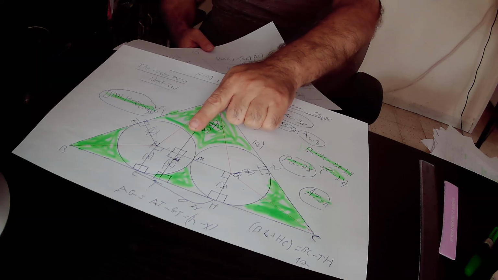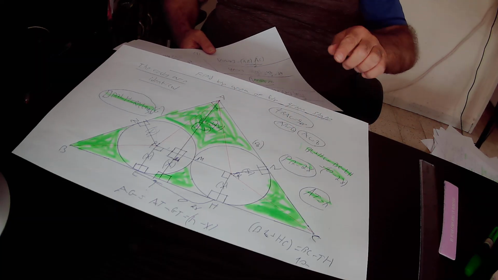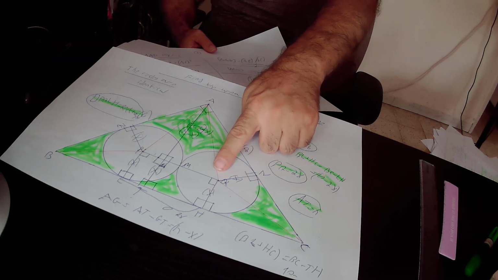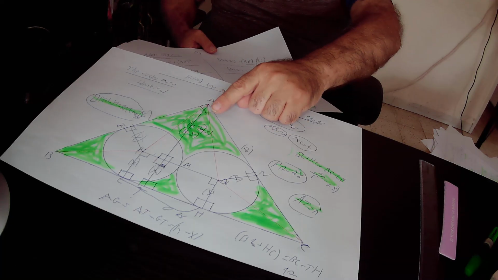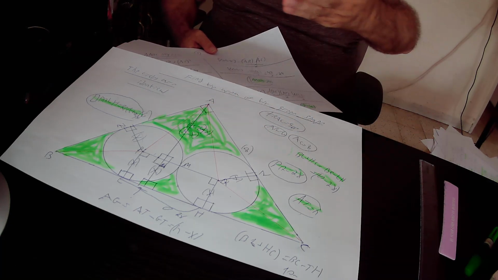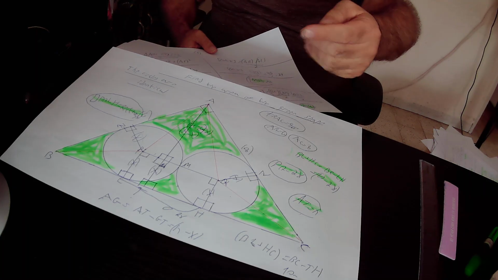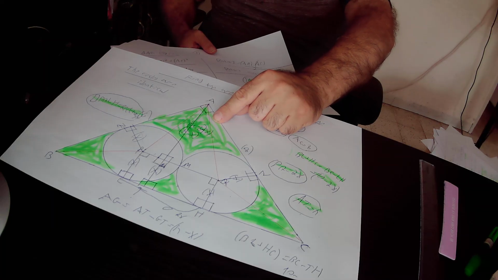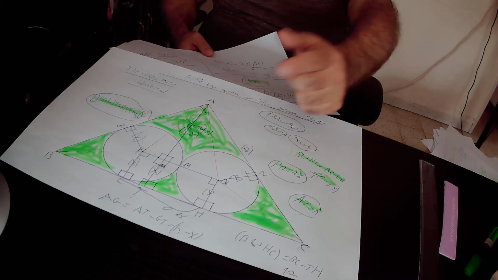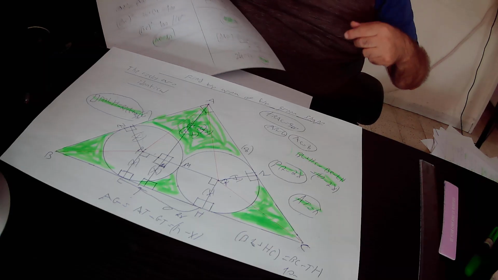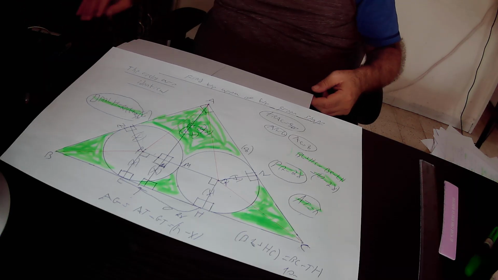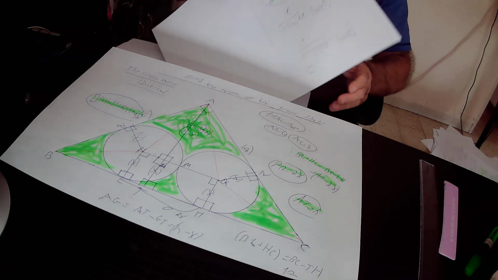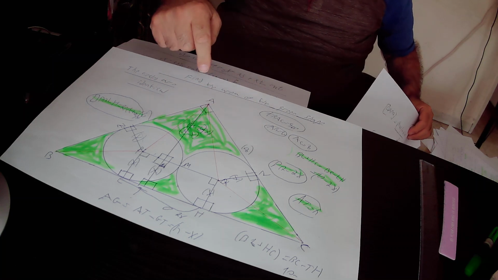But the base, what is the base PQ? Well, we found out that PQ equals 2x. So the base PQ is 2x, the height AG is 4.8 minus x, and therefore in total the area of triangle APQ equals the base PQ that is 2x times the height AG that is 4.8 minus x, divided by 2.